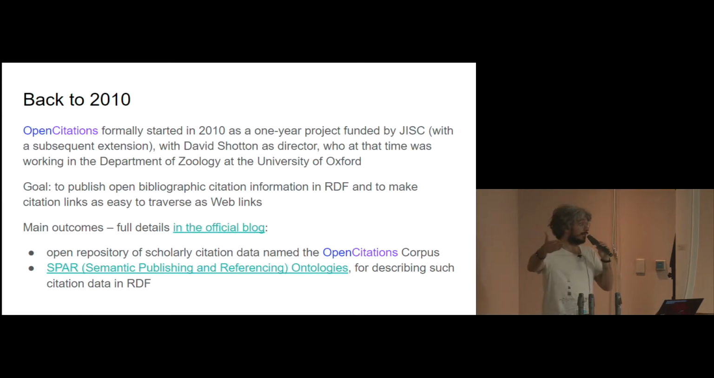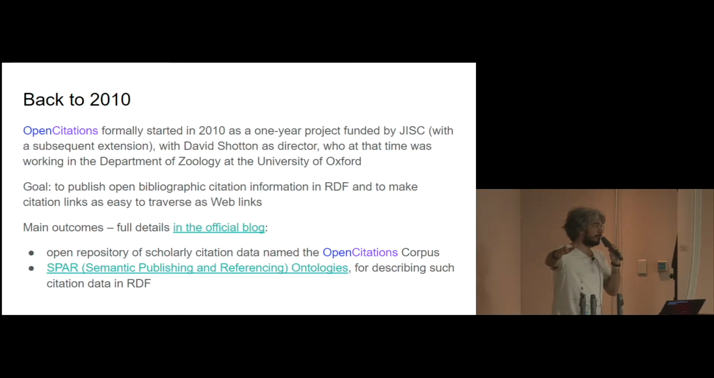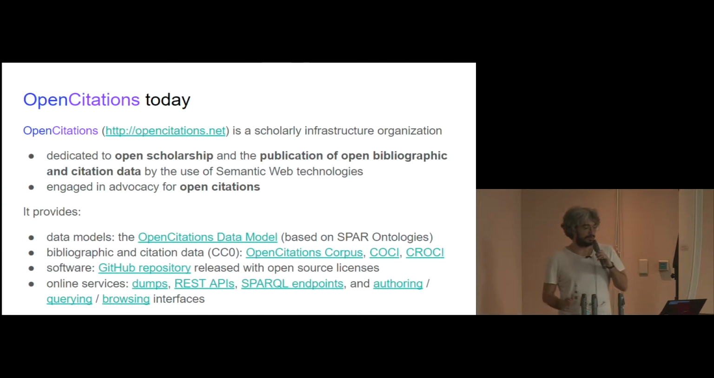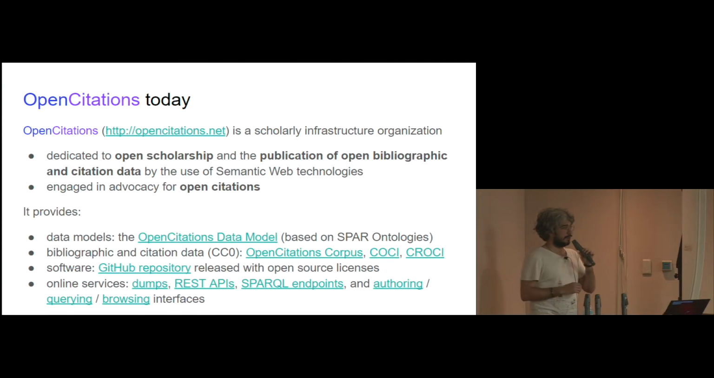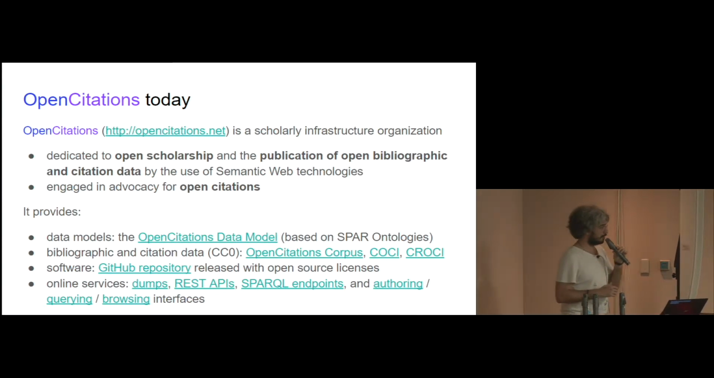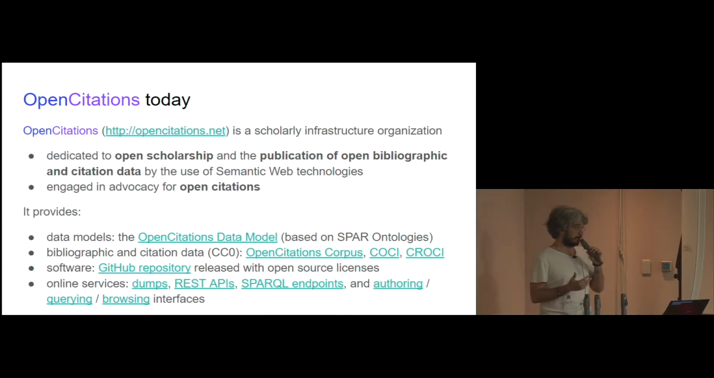I was there in 2010 with David, working with him in an internship during my PhD, doing exactly these kinds of jobs, in particular the development of the SPAR ontologies in this context. So we have just released, a few years later, a new infrastructure organization, basically, that is still called Open Citation. It is an infrastructure organization based in Bologna that is totally dedicated to open scholarship and to the publication of open bibliographic and citation data.